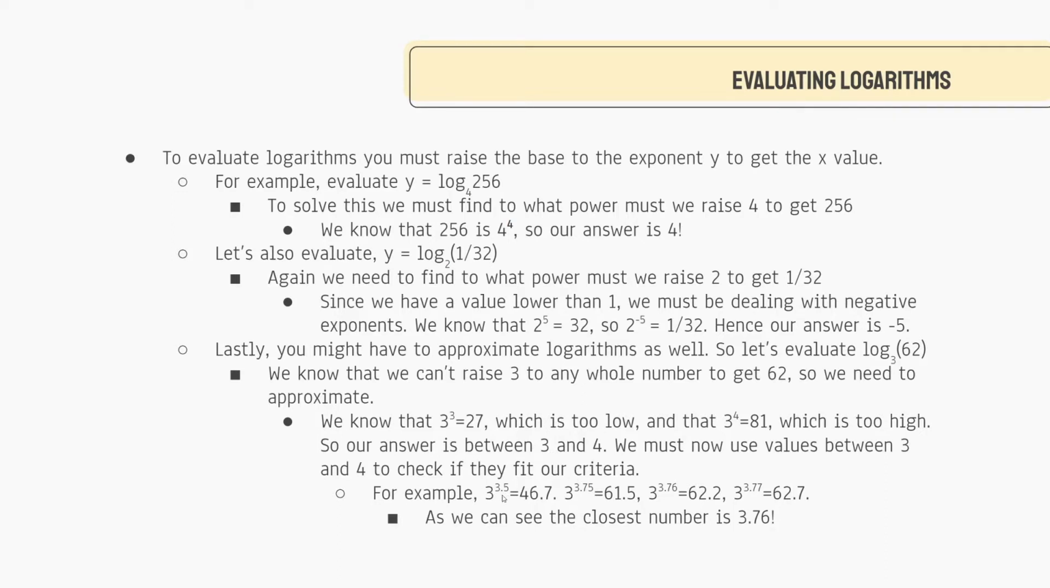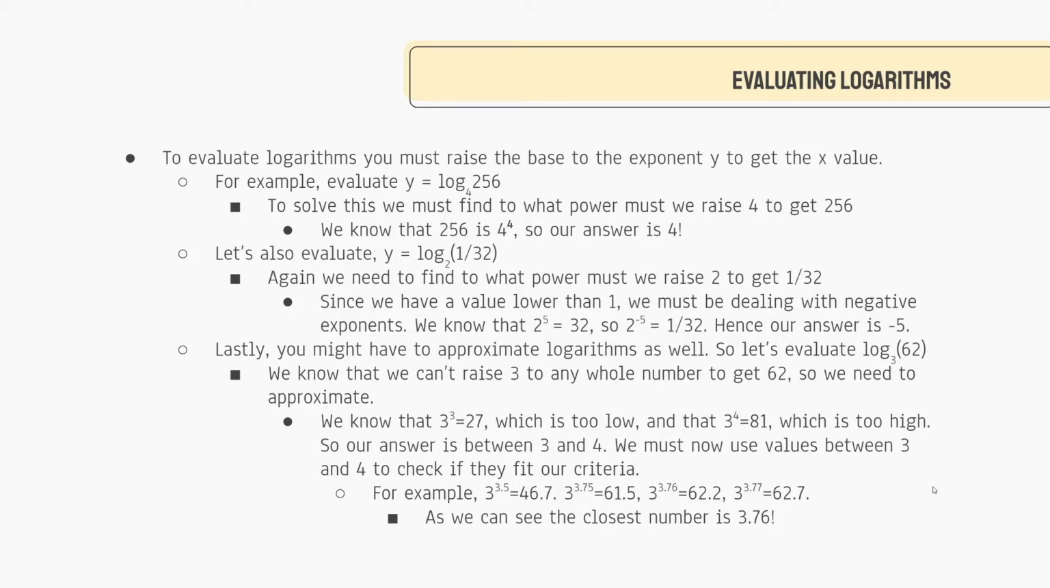So 3 to the power of 3.5 in your calculator is approximately 46.7, which is too low. Now I would go in the middle from 3.5 to 4, which is 3.75. This gets us 61.5, which is really, really close. So let's see if our next value will get us any closer. Our next value is 3.76, which got us 62.2, which is now overshooting the value.